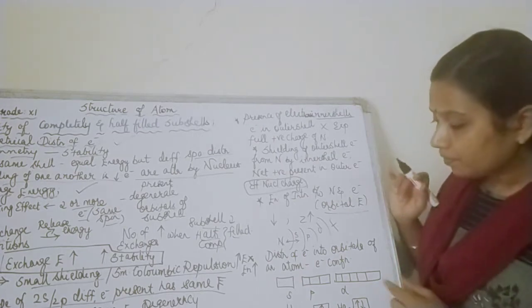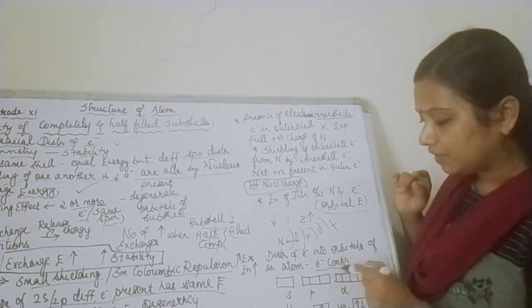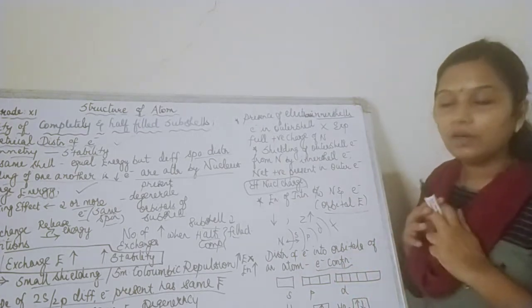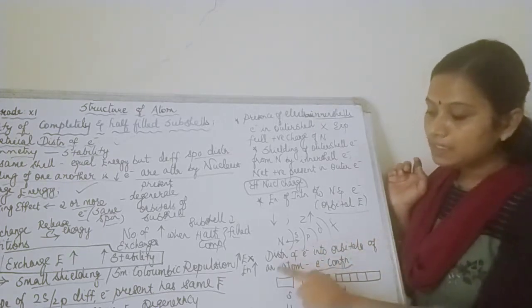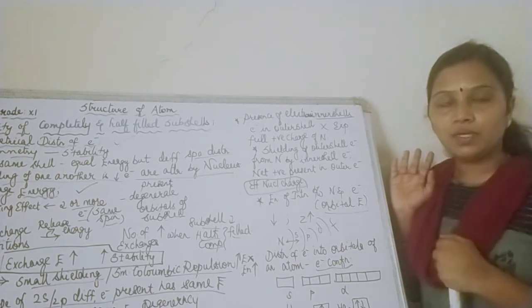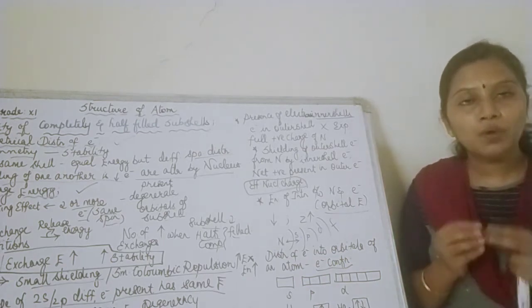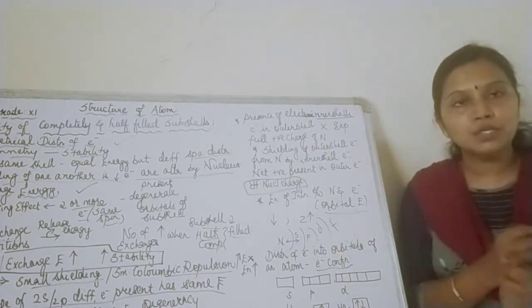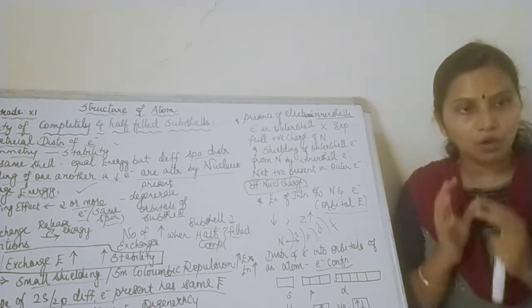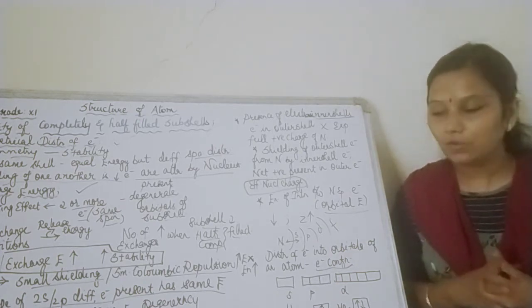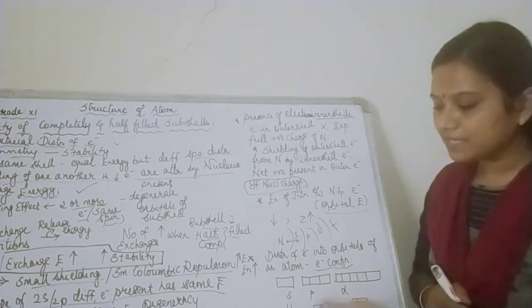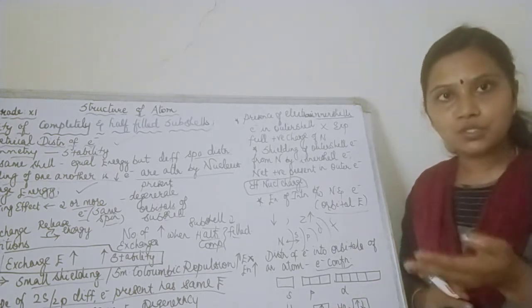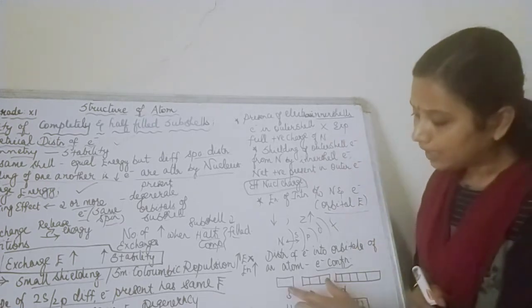Now, what is electronic configuration? The distribution of electrons into the orbitals of an atom is called electronic configuration. I am going to distribute the electrons into various orbitals of an atom. How will I represent electronic configuration? There are two ways. I can literally write like 1s2, 2s2, 2p6, or I can write in this way.